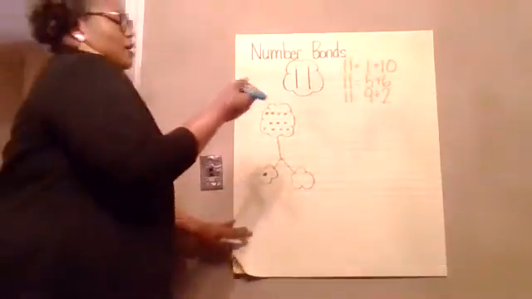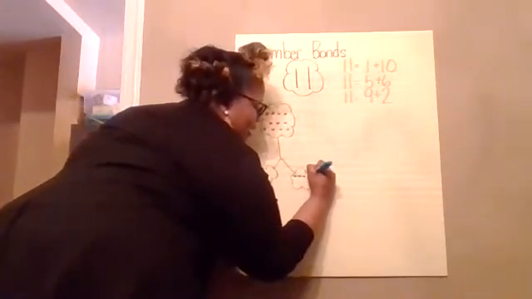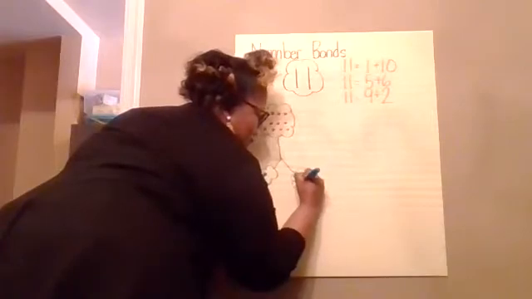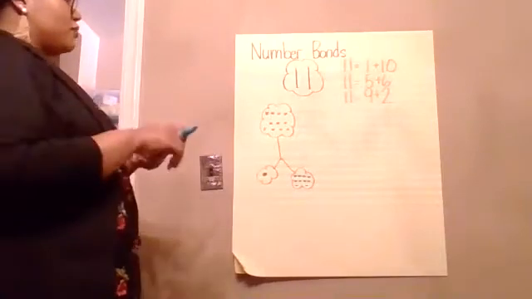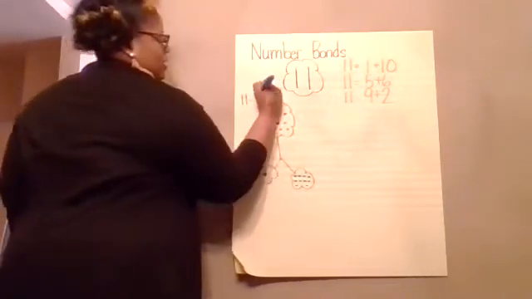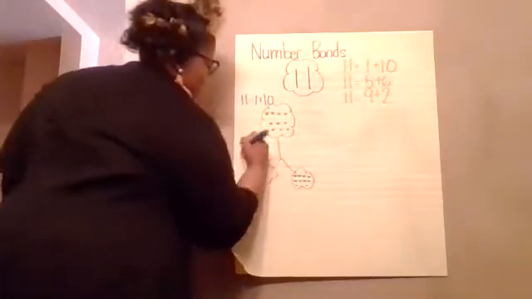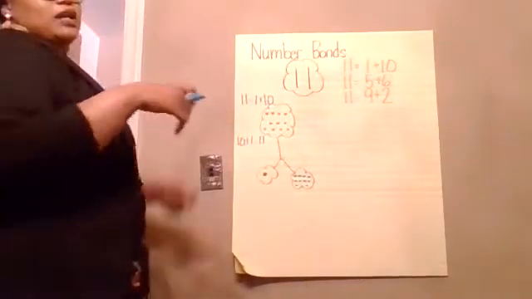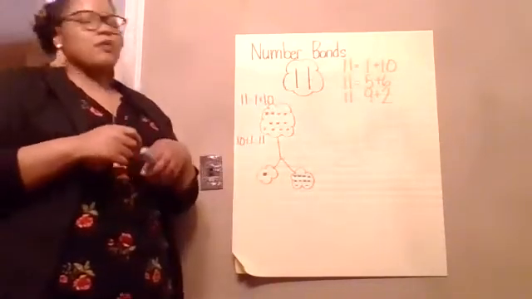The second part of our number bond is 10. Count with me. 1, 2, 3, 4, 5, 6, 7, 8, 9, and 10. All right? So the number bond represents, we have 11 equals 1 plus 10. Or you can flip it and say that 10 plus 1 equals 11. However you choose to write it is your preference, okay? So let's go on to the next number bond.